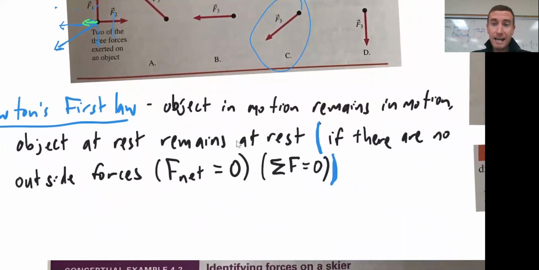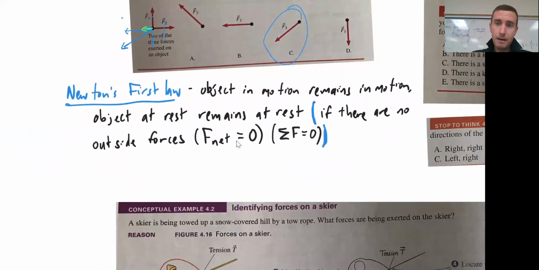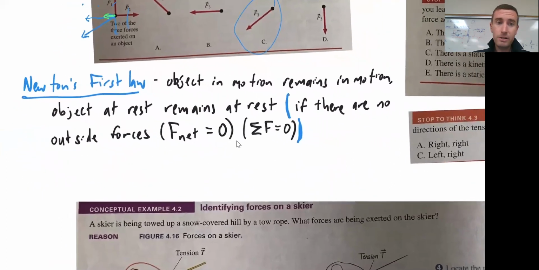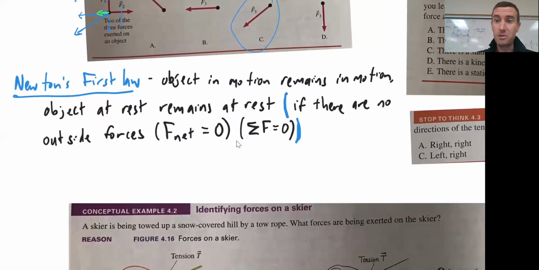So Newton has 3 laws. We're going to learn about forces, and there are 3 big laws of forces. They're called Newton's first, second, and third law. The first one is inertia. Newton's first law can also be called the law of inertia. And the law of inertia says an object in motion remains in motion, an object at rest remains at rest if there are no outside forces acting upon it.